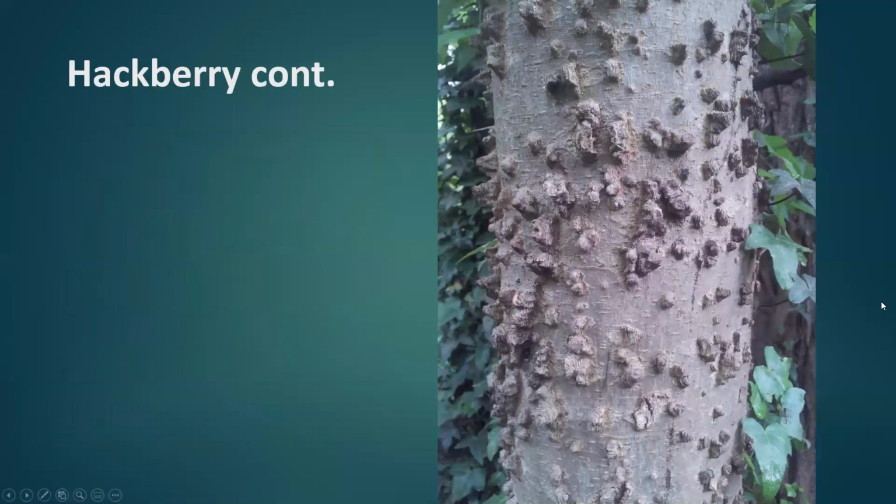And here's that good illustration to show the hackberry bark. And so you can see how it basically looks almost like an American beech, just with these random kind of cork-like warts on the trunk of the tree.